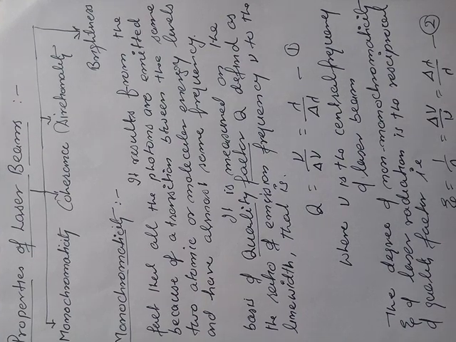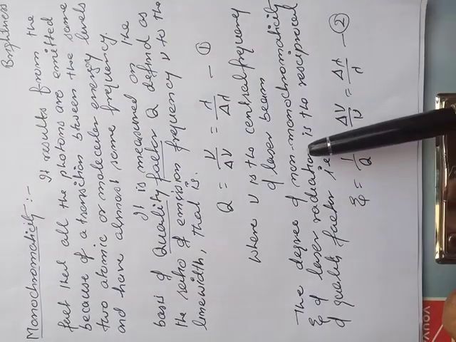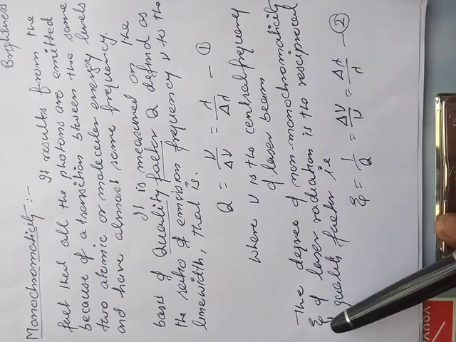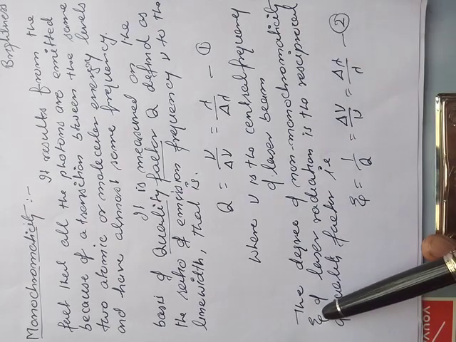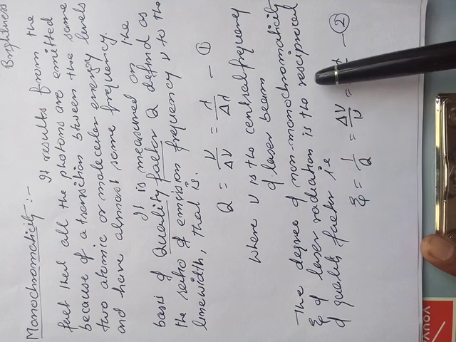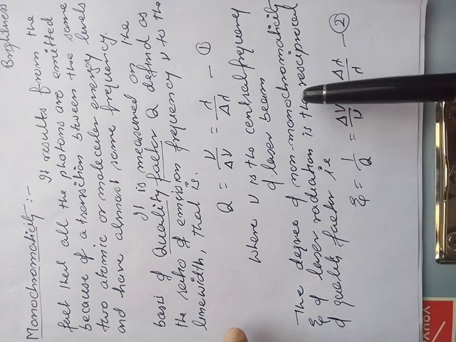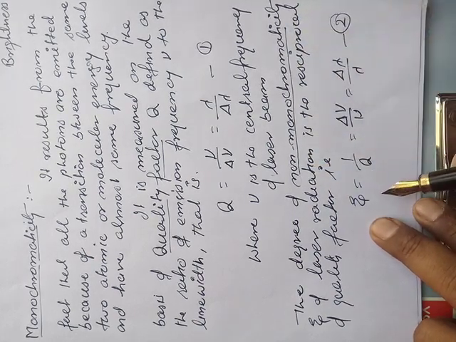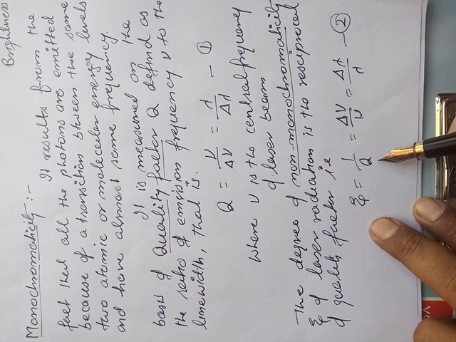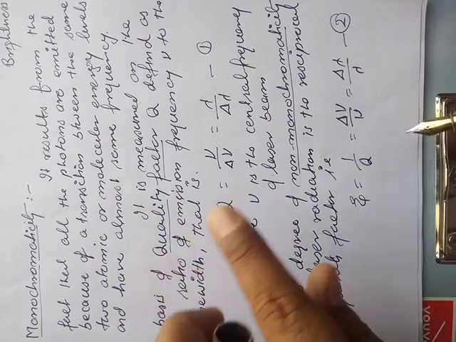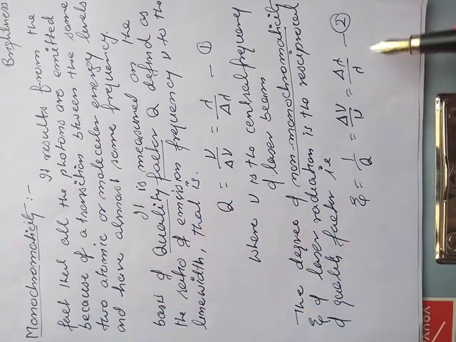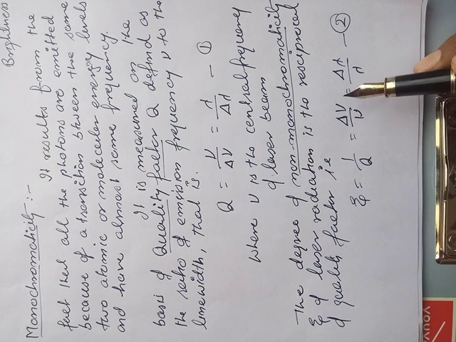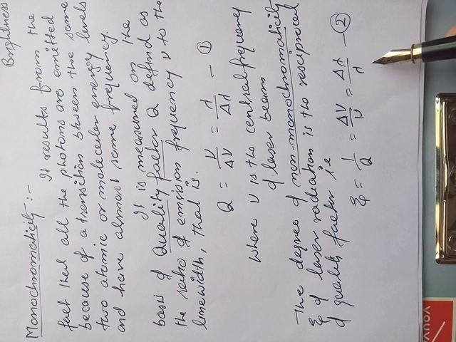Now the degree of non-monochromaticity of laser radiation is the reciprocal of the quality factor. Means non-monochromaticity is inversely proportional to Q, where Q is the quality factor. From equation number one we can write equation number two, just the reverse of equation one. Means line width divided by frequency, or delta lambda divided by lambda, will give the value of non-monochromaticity.